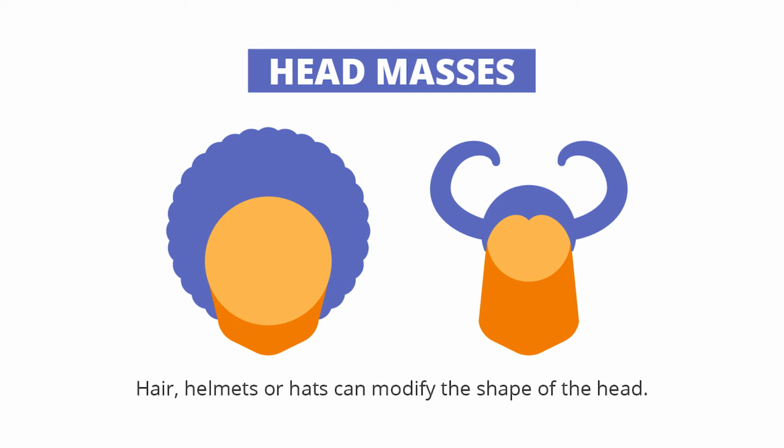Also, if your character is going to be wearing something, for example, a hat or a helmet, that can be used as well to make an interesting shape or silhouette. So that's about it. We already played a little bit with the idea of exaggeration in this video, but in the next one we are going to dive deep into this concept.